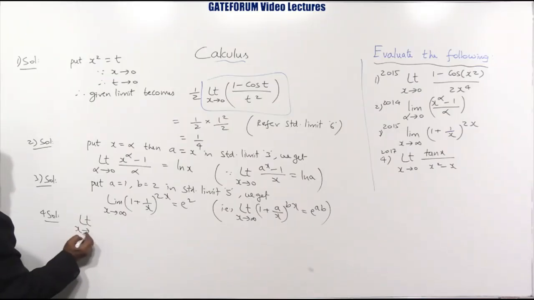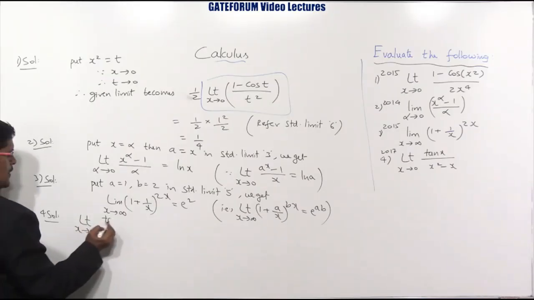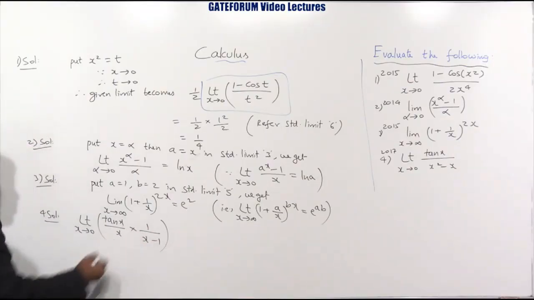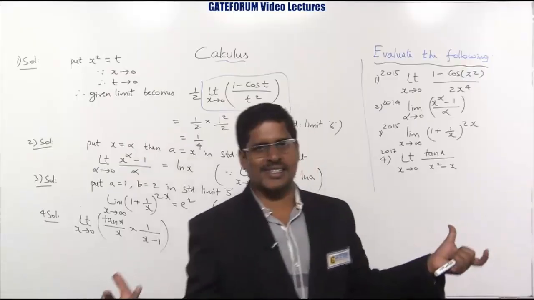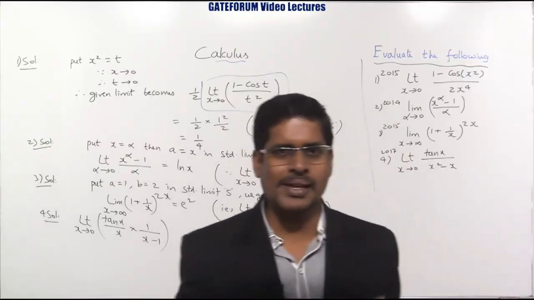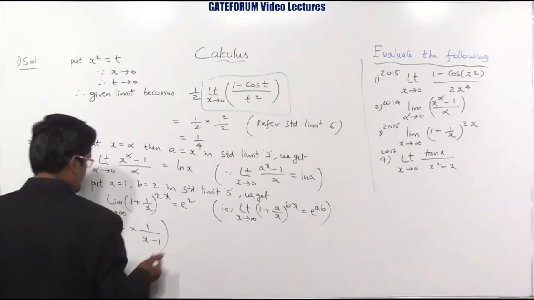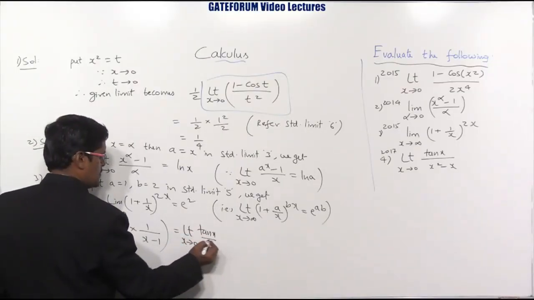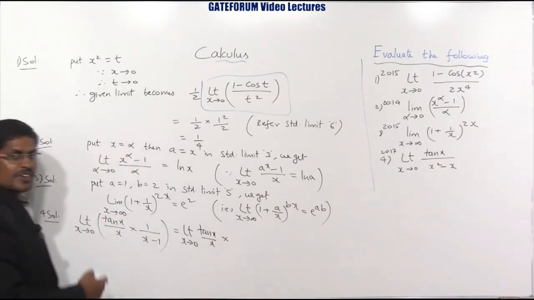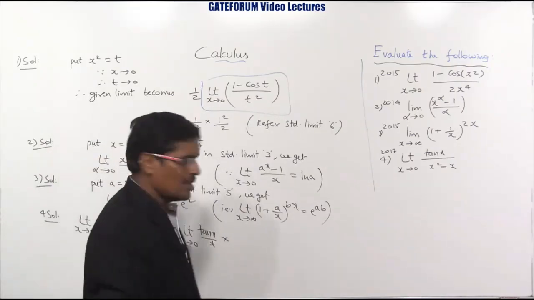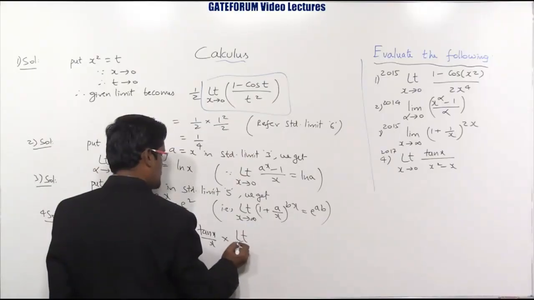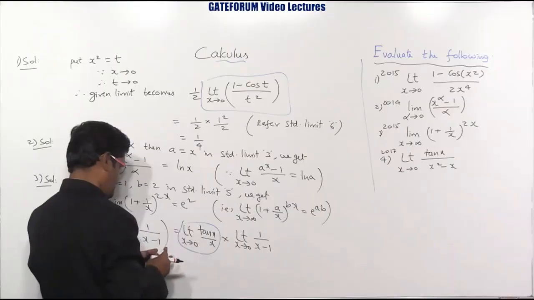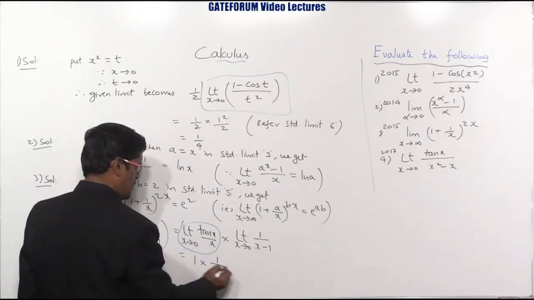limit x tends to 0. Can I write tan x by x into 1 by x minus 1? Product of two x terms. X square minus x has factors x and x minus 1. That means x square minus x can be written as x into x minus 1. So, this is limit x tends to 0 tan x by x into limit of product of the functions is expressed as product of their limits. Limit x tends to 0 1 by x minus 1.